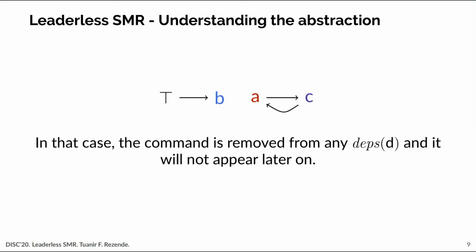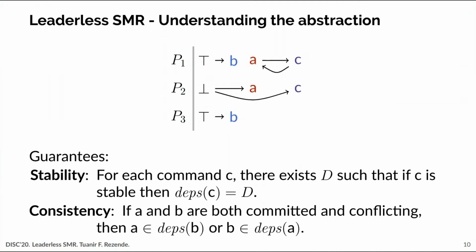So now that we have understood the main concepts of the abstraction, we move on to present the guarantees that leaderless SMR gives us. So we have stability: for each command C, there exists a set big D, such that if C is stable, then deps of C is set to that set big D. And consistency: if commands A and B are both committed and conflicting, then A belongs to the deps of B, or B belongs to the deps of A. So this encapsulates some of the concepts that have been shown to you here.